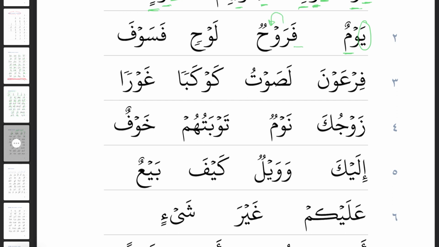Then I've got fa, ro, hun, low, hin, fa, so, fa. And this is another good one. This word here that we've just done at the end of line 2 is another good one for me to use as an example of how not to pronounce this.